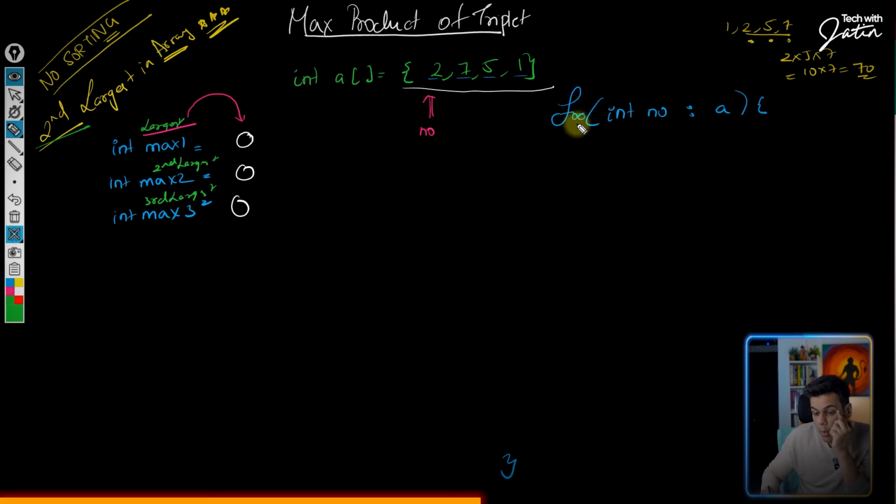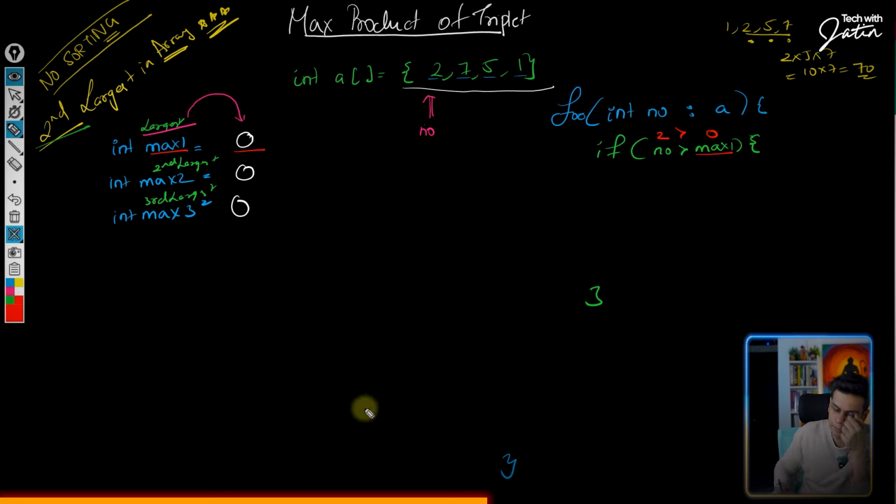So what I'm going to do is check if number is greater than my max1. What is number? Number is 2. Is 2 greater than my max1? Max1 is having 0 inside it. 2 greater than 0, condition is true. So this conditional block will be executed. And what I want is to update max1 with number.